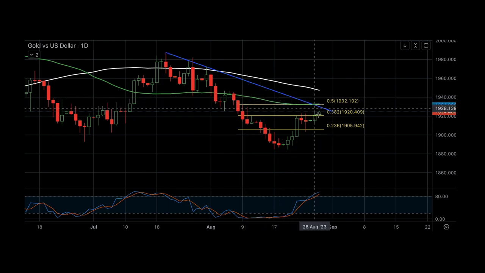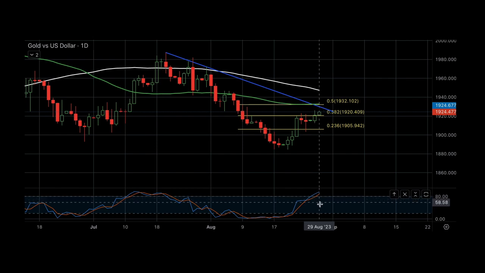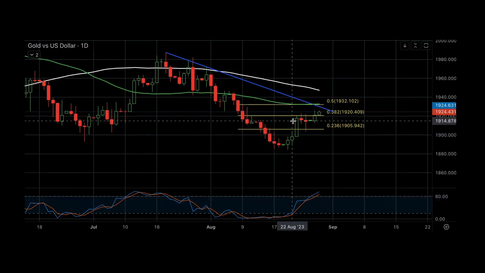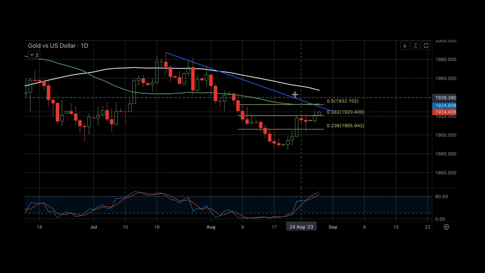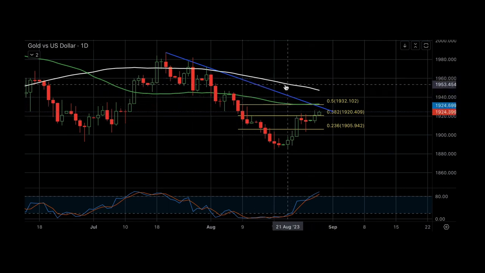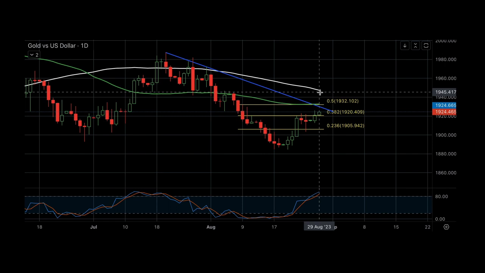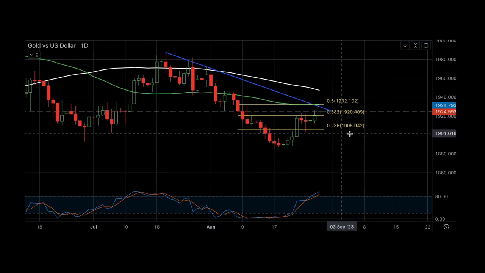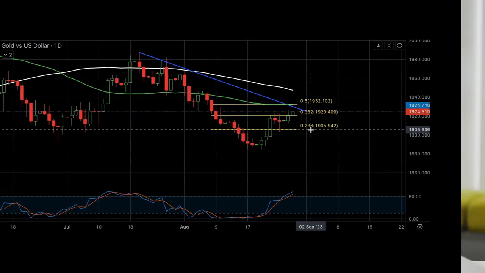On the other hand, the stochastic oscillator is near the extreme overbought level, while the 50-day moving average is trading below the slower 100-day moving average, possibly indicating that a move to the downside might be seen on the daily chart. In case that happens, we might see the first area of possible support lying around the 1,905 price area, which consists of the 23.6% of the daily Fibonacci retracement.